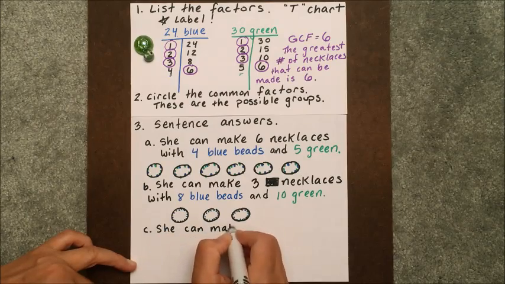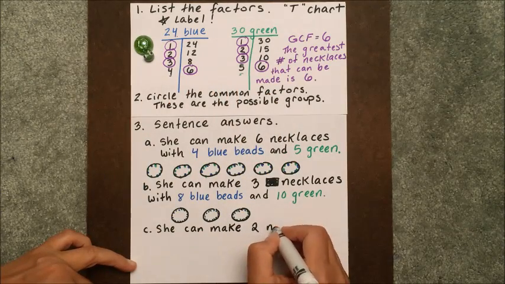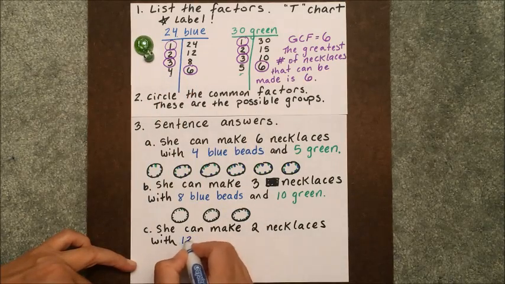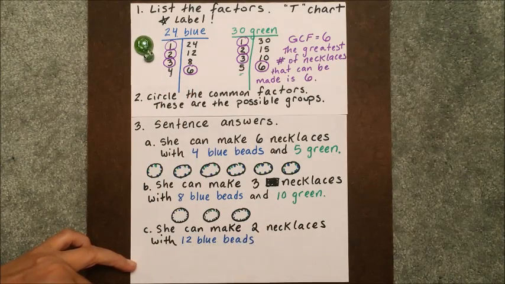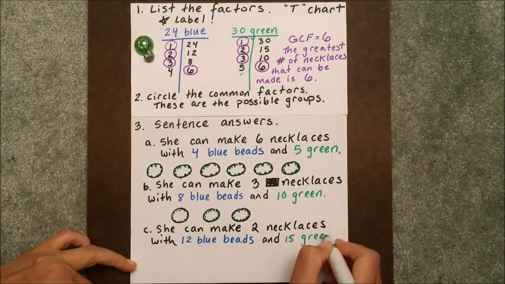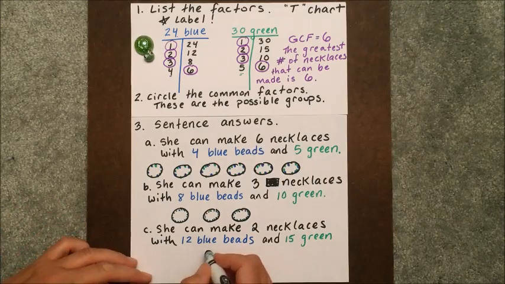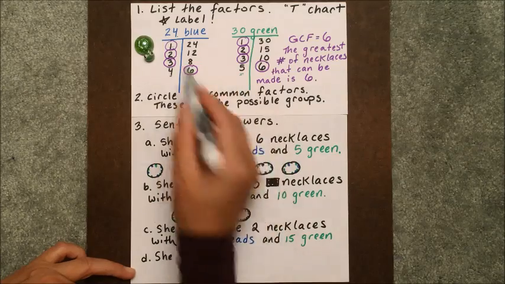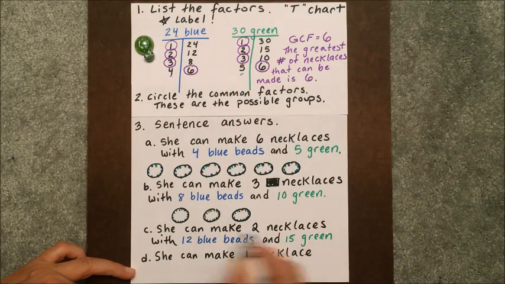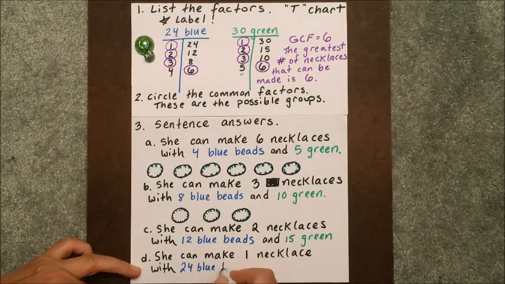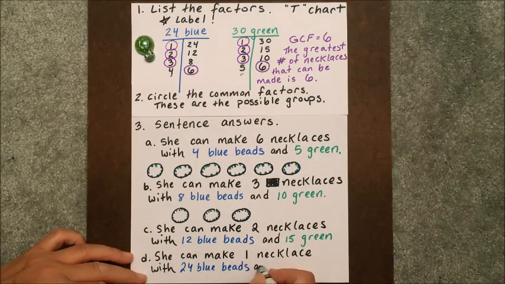Another possibility is she can make 2 necklaces. So with the 24 beads split up onto 2 necklaces, there will be 12 blue beads, and 30 divided by 2 will give us 15. All right, and then the last one is that she can make 1 necklace. And if she had 1 necklace, then all of the 24 blue beads will be on that 1 necklace, and all of the 30 green beads will be on that 1 necklace.